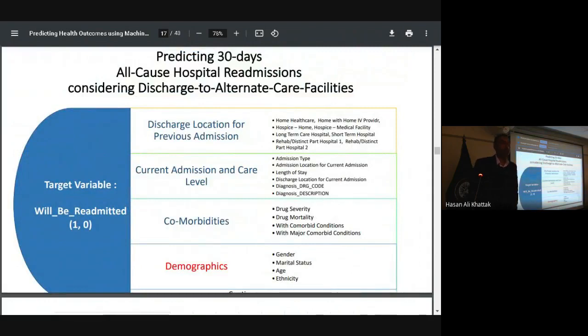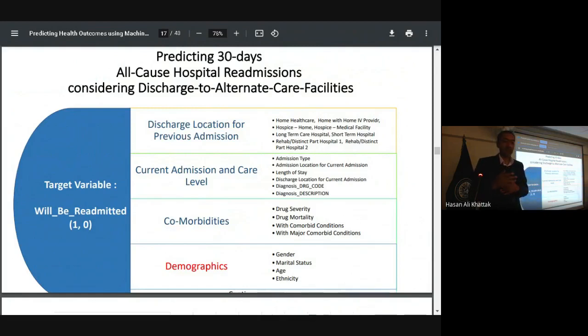Now, what we did was take the discharge locations for previous admissions, for example whether the patient was in hospice, long-term care, or rehab. Then we took the current admission and care level, like the type of admission, total length of stay in a hospital, and admission location. Then also the data about the comorbidities, for example related diseases: if someone came with diabetes, whether the patient has any heart disease or any other associated disease.